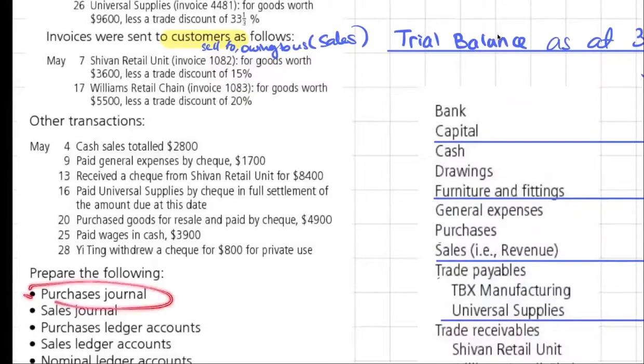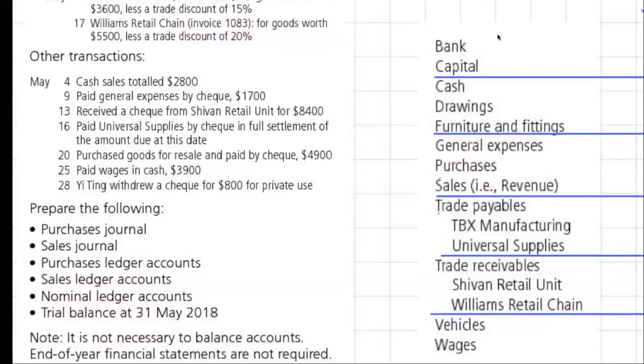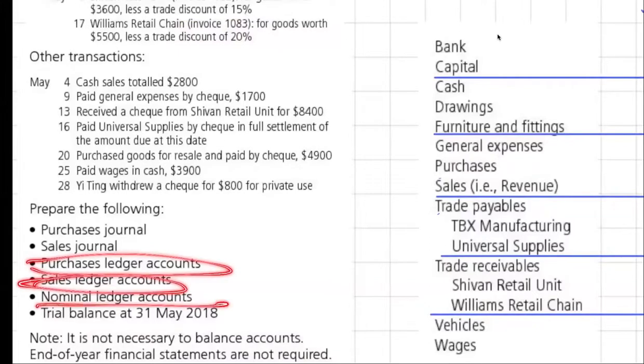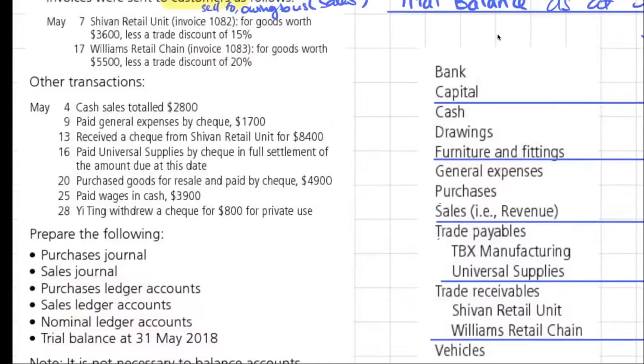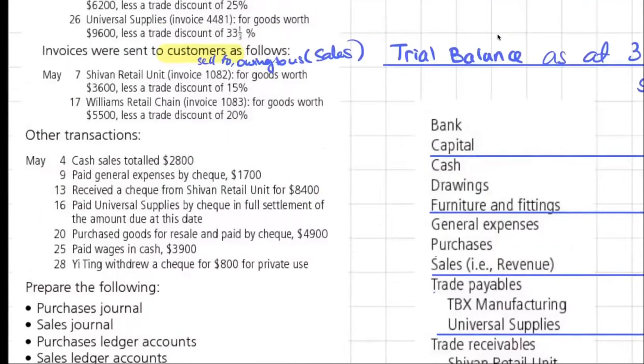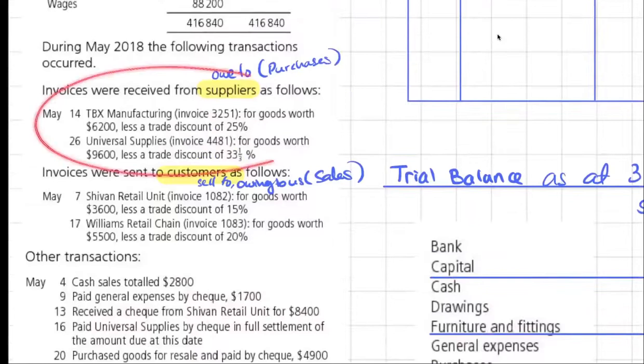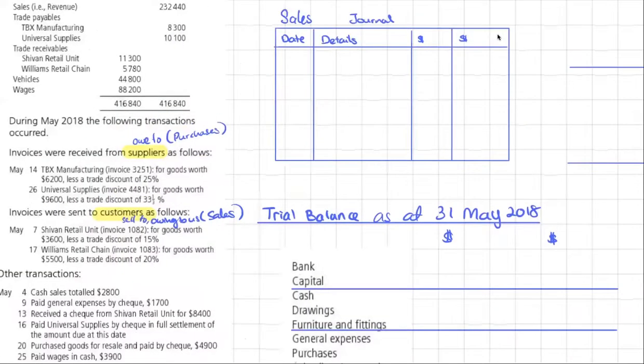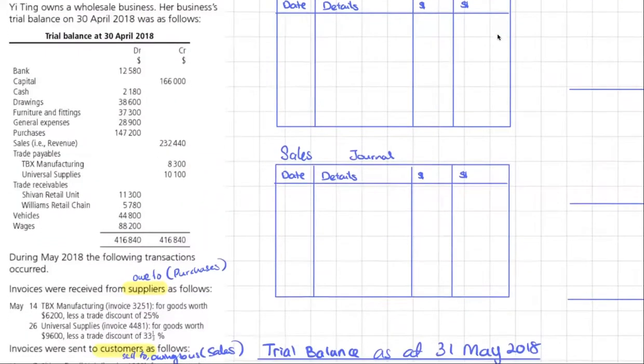As you can see, we need to prepare purchases journal, sales journal, purchases ledger account, sales ledger account, nominal ledger accounts, and trial balance. These are the other transactions that will happen, and all of this will be written in the ledgers later on. First we need to prepare the journal. Let's look at the purchases journal here. On May 14, TBX Manufacturing, invoice number 3251 for goods worth 6,200, less the trade discount of 25%. All we need to do is record it inside our purchases journal right here.